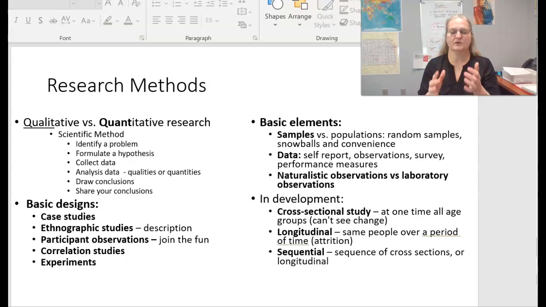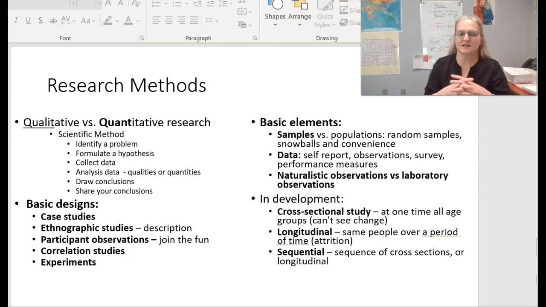So when we're talking about human growth and development, because we're talking about people, there are lots of variables we cannot control the way we could if we were talking about cancer cells or plants, or honestly even animals. We can control the environment better. Some of the basic designs are case studies. Psychologists use case studies more than other social sciences. Ethnographic studies are where we're simply making an objective observation. A participant observation is when I go into the field and I do what everybody else is doing and then I make observations about it.